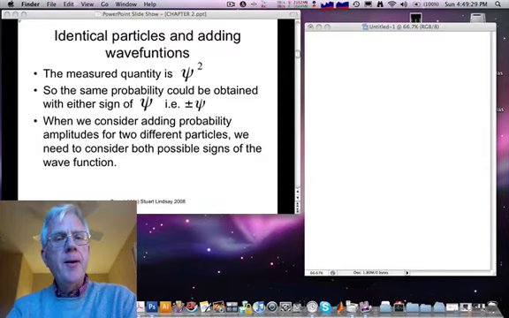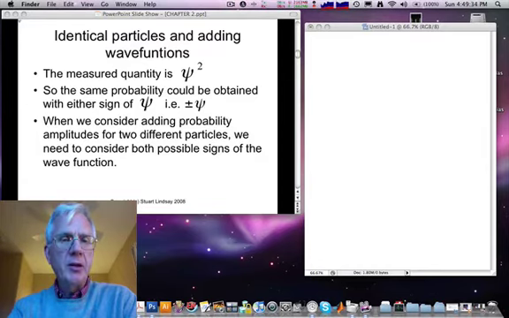We're going to consider what happens to probability amplitudes, or more generally wave functions, when we have more than one particle in the system. This becomes interesting because the measured quantity is the probability of finding a particle. But this comes from the square of the wave function or probability amplitude, and therefore there are two possibilities. One could put a -1 in front of the wave function, square it, and get the same result as not putting a -1 in front of the wave function. So we have to consider both these possibilities.